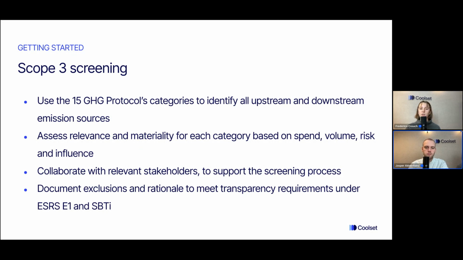And finally, documenting exclusions and rationale to meet transparency requirements under ESRS E1 and SBTi is important. So if you decide one of the 15 categories is not material to your business, maybe you have no employees apart from yourself or no one commutes, then it's important to document why you believe this and your rationale. So if complying or using this information in a framework later on, you have that evidence.